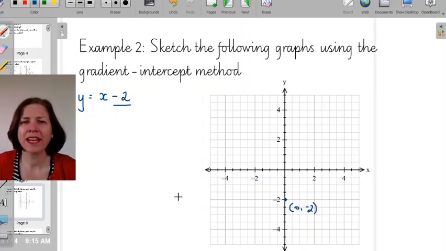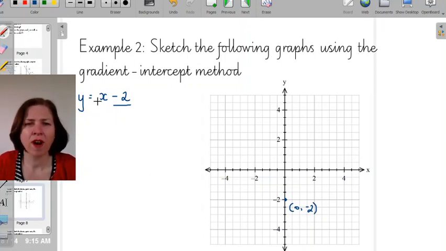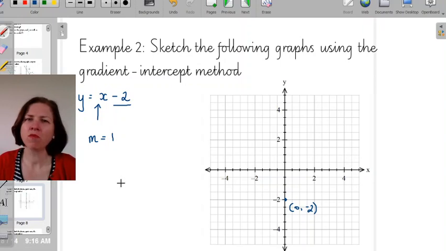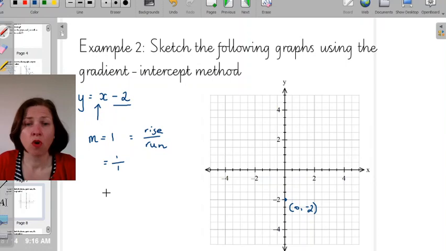Now I need to find a second point using the gradient. Now the gradient is the number that multiplies x. In this case, the gradient is 1. But what I want to do is write it as a fraction, because remember that my gradient is rise over run. And because it's 1, I can write that if I want to as 1 over 1, or I can write it as 2 over 2, or as 3 over 3. I can choose any one that I want.